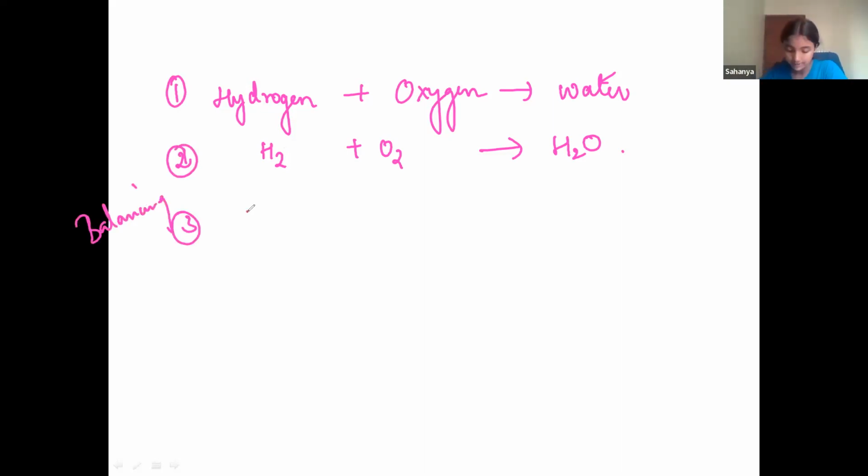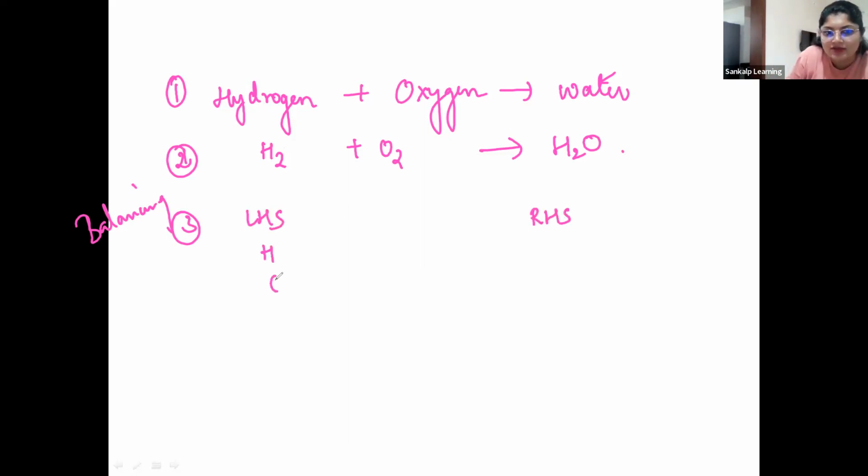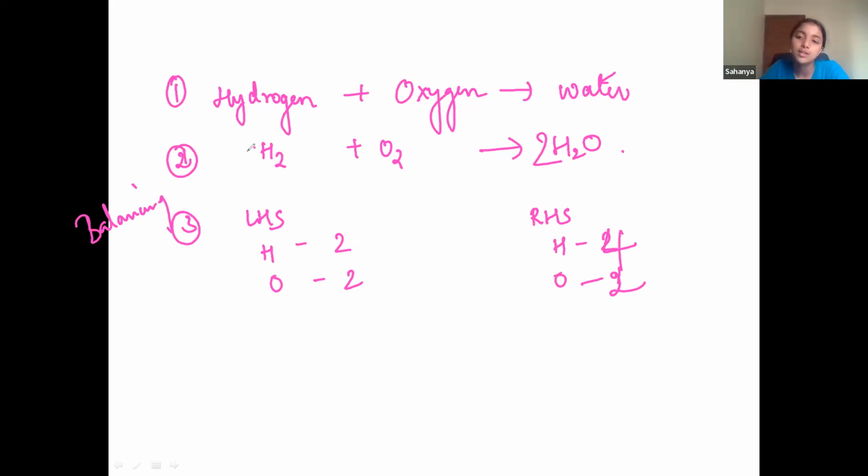Now balancing LHS and RHS. On the LHS, hydrogen is 2 and oxygen is 2. On the RHS, hydrogen is 2 and oxygen is 1. If I write 2 here, oxygen becomes 2 and hydrogen becomes 4. Now hydrogen, what should I do here? Put another 2, so this becomes 4. Is it balanced now? Yes, it is balanced. Okay, understood.